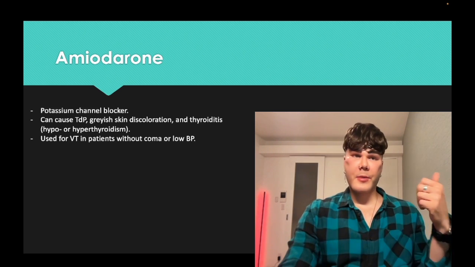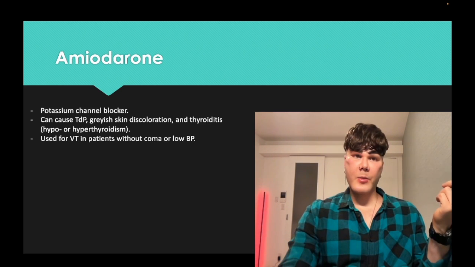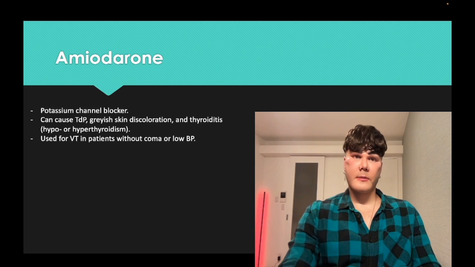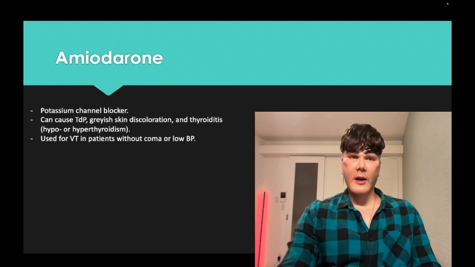So the type 3s, such as amiodarone, and the type 1s, type 1As in particular, like quinidine, have a high risk of causing torsades, and also drugs that prolong the QT interval, like TCAs, antipsychotics, metoclopramide. Okay, so macrolides, they all prolong the QT interval and can increase the risk of torsades.